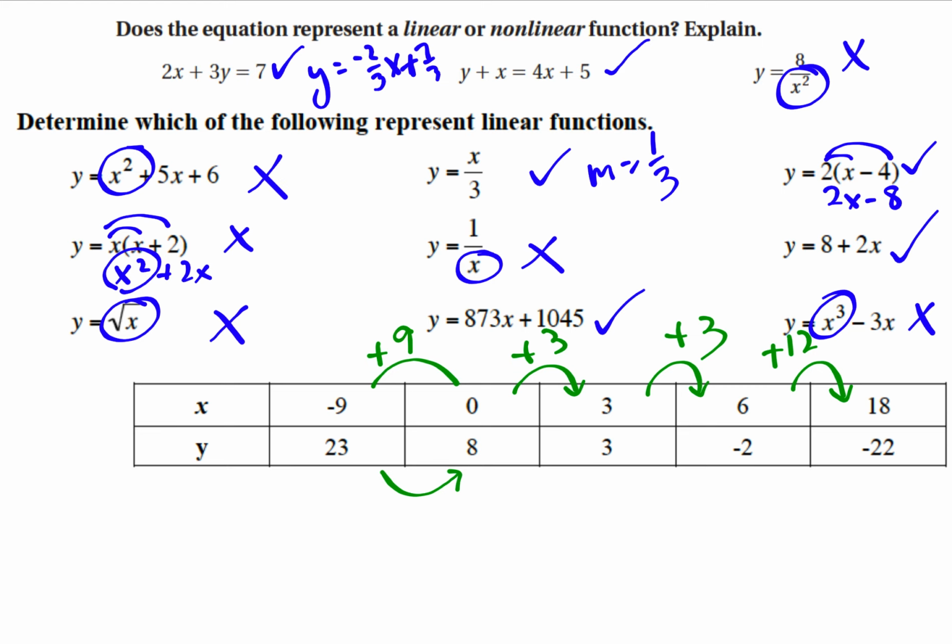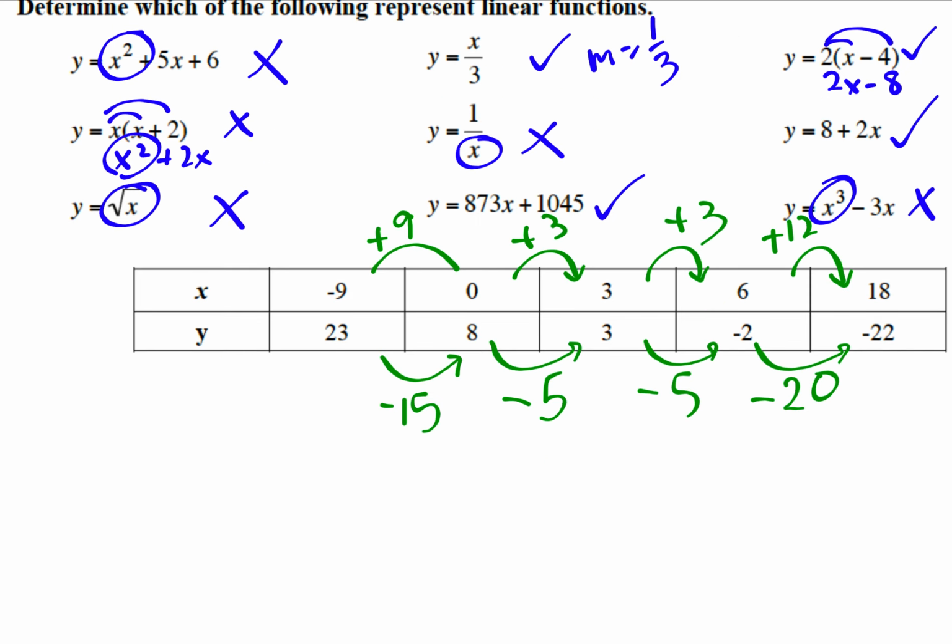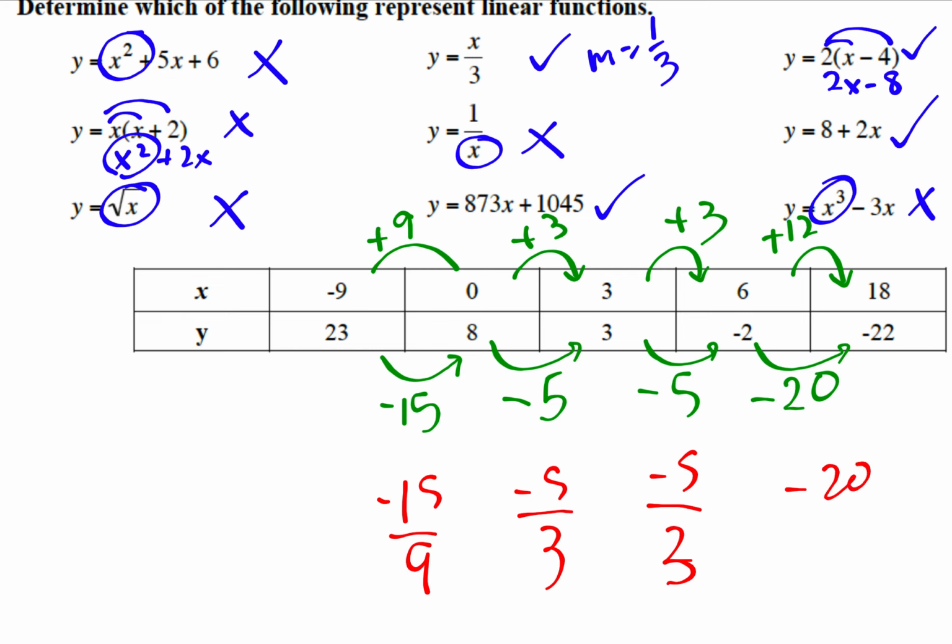Getting from 23 to 8 is subtracting how much? 15. Getting from 8 to 3 is subtracting 5. Getting from 3 to negative 2 is subtracting 5. And getting from negative 2 to negative 22 is subtracting 20. Now let's compare these as slopes. Negative 15 ninths, negative 5 thirds, negative 5 thirds, and negative 20 twelfths.